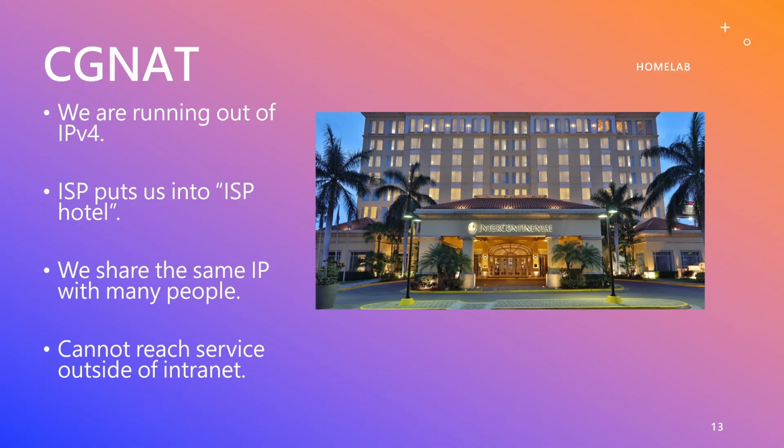Now let's talk about CGNAT. Think about it, it's like we are living in a hotel because we're running out of real estate, which is IPv4 addresses. And the ISP put us into an ISP hotel. So we share the same address, the same IP, with many people. We don't have a public IP, and from the outside, we cannot reach the service. So what do we do?